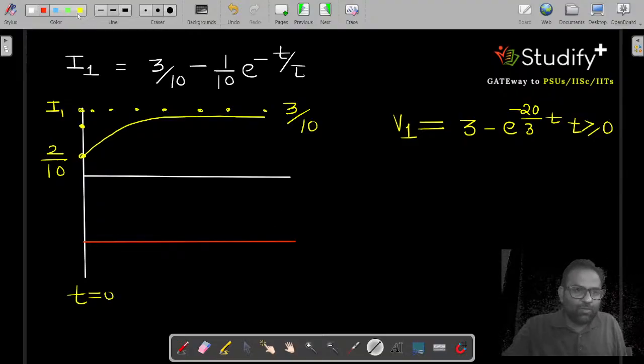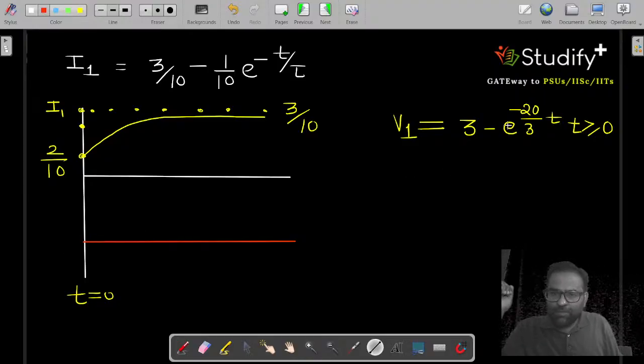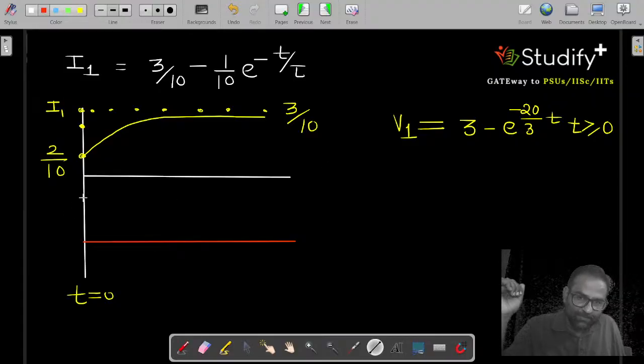So at t equal to 0, what is the situation for the voltage? At t equal to 0, this voltage is 2 volt. When you put t equal to 0, this voltage is 3 minus 1. 3 minus 1 is what? 2 volt.